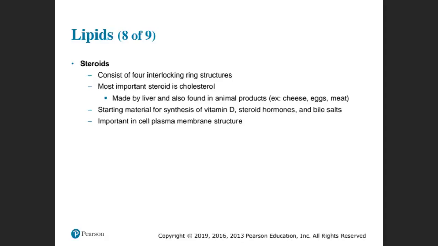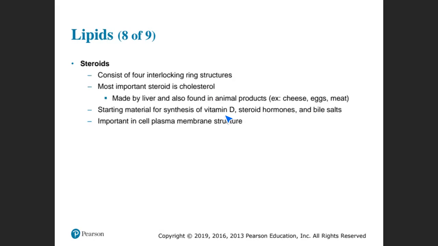Next up are steroids. These are made of 4 interlocking ring structures, and one of them is cholesterol, which is super important for lots of different things in the body, including some hormones and also things like bile. So more to come with that later. The cholesterol is made by the liver and then found in some animal products. But steroids include, like I said earlier, hormones, but also the material that helps with the formation of vitamin D, and also bile salts, which are parts of bile.